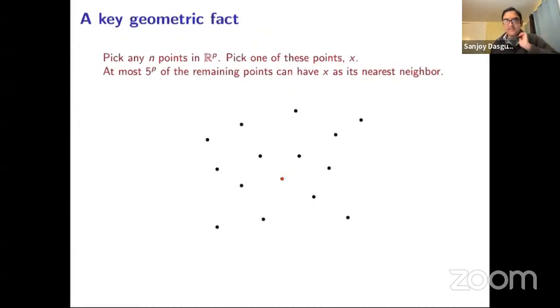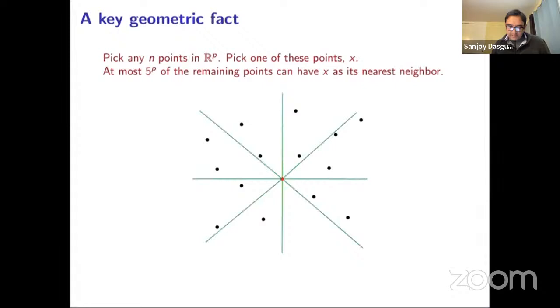So this was the key geometric fact. They say, pick any finite number of points in, say, p-dimensional space, and pick any one point, x. How many of the other points can possibly have x as their nearest neighbor? It turns out that it's at most 5 to the p of the other points, where p is the dimension. Let me explain the argument.